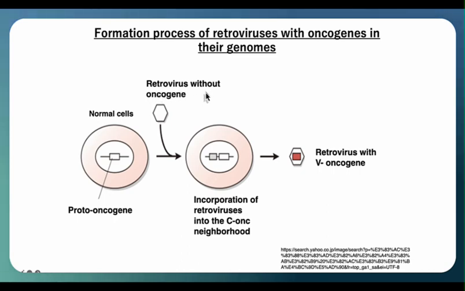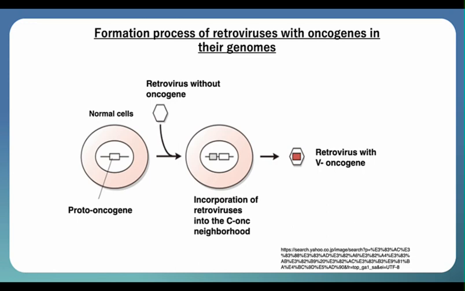Now, a retrovirus without an oncogene infects this normal cell. Its RNA genome is reverse transcribed into DNA and integrated into the host genome, and we can assume that the viral DNA happened to be integrated near a proto-oncogene. Subsequently, the virus transcribes its own DNA to produce an RNA genome, forms viral particles, and exits the cell. In this process, the viral genome incorporates the oncogene as part of its own genome, leading to the establishment of a retrovirus with an oncogene.